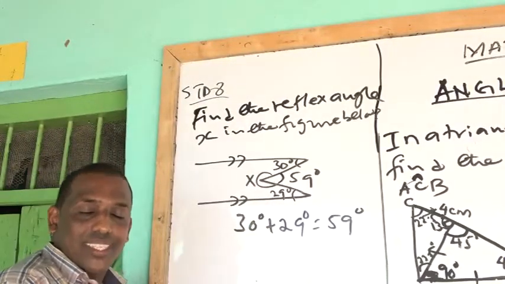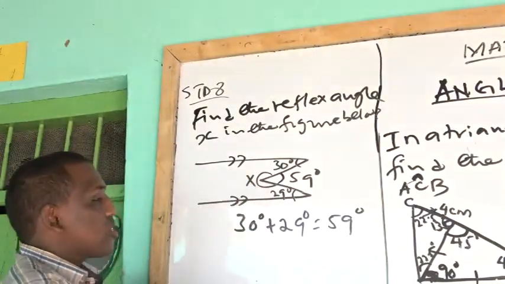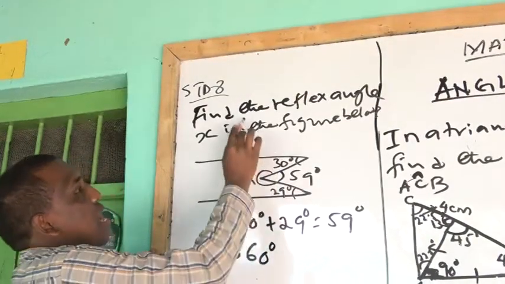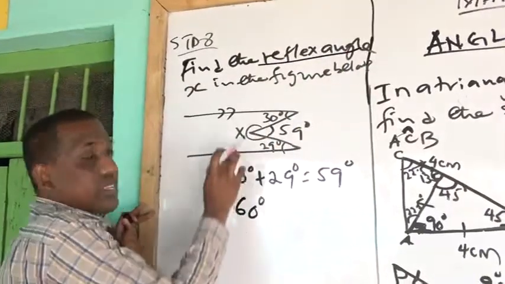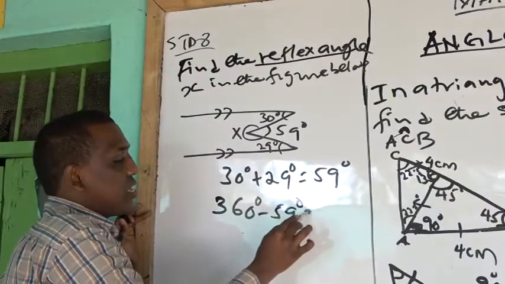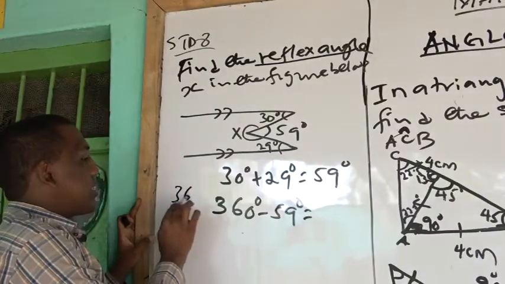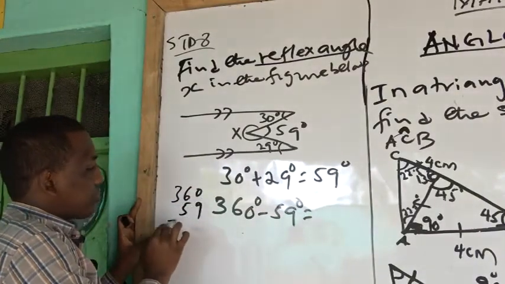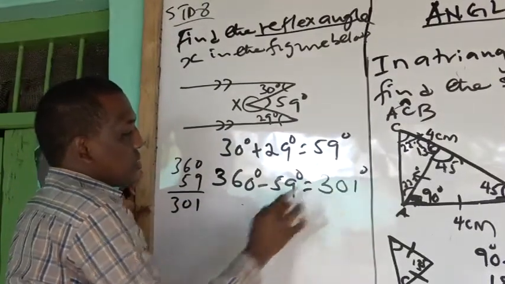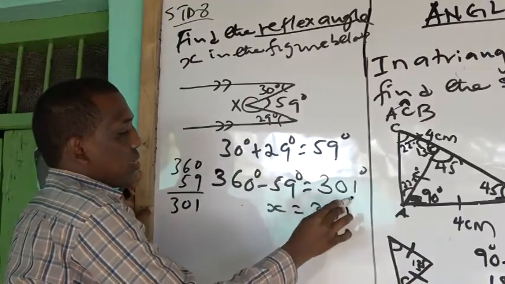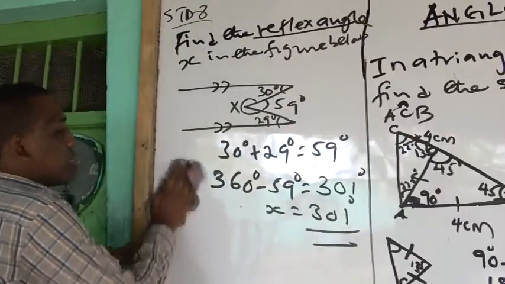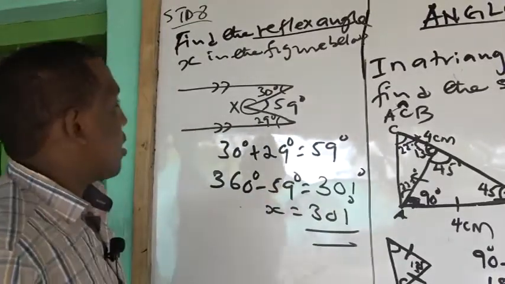They say this reflex is 360 degrees. So what do we do now? We say 360 degrees, because they said the reflex angle x. So 360 degrees minus 59 degrees. We subtract now. You say 360 minus 59, you will get 301 degrees. So x is equal to 301 degrees. That is how we find x is equal to 301 degrees. It's very simple, this one.